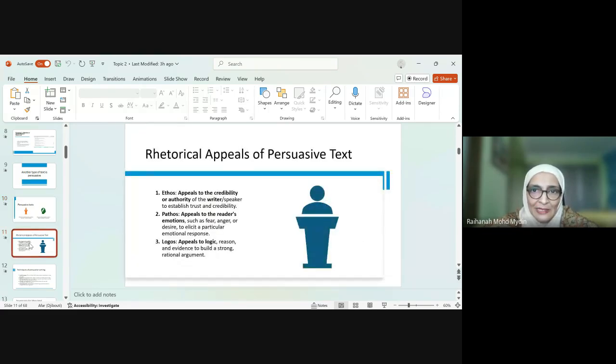The rhetorical appeals of persuasive text appeal to the credibility of the speaker. Who is the speaker, and how credible is the speaker, as well as appealing to the reader's emotion. You as a reader or the audience get to select whose speech or thoughts will influence you, hence the persuasive, right?